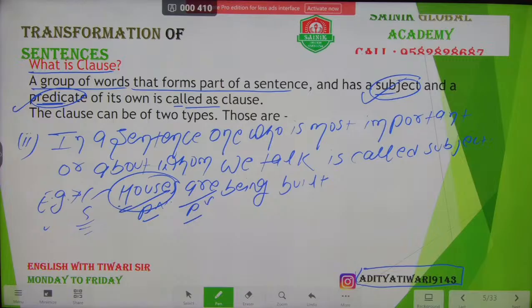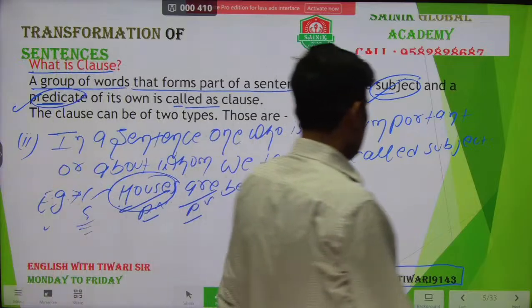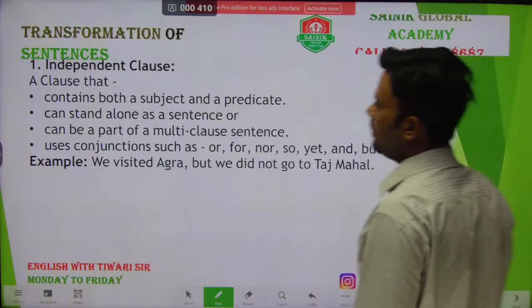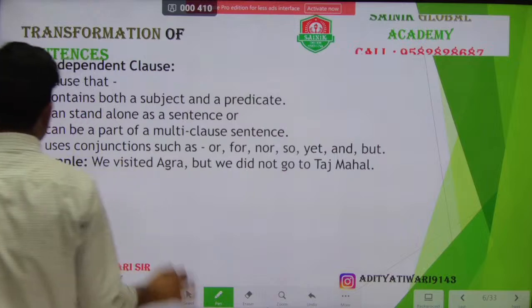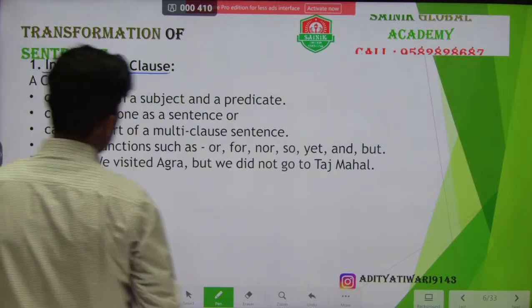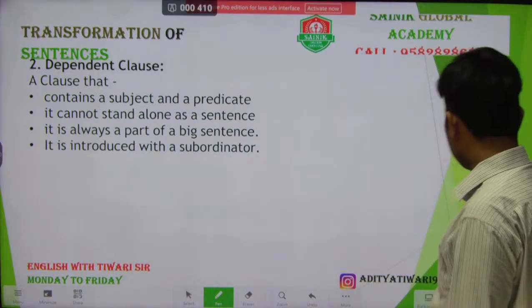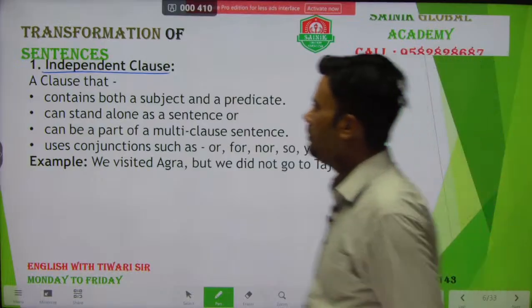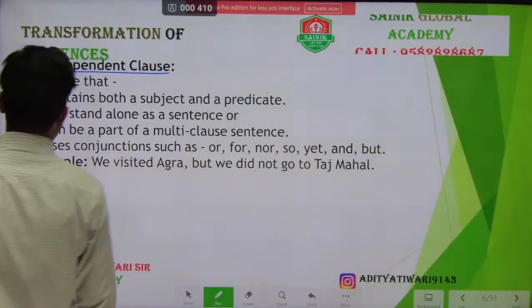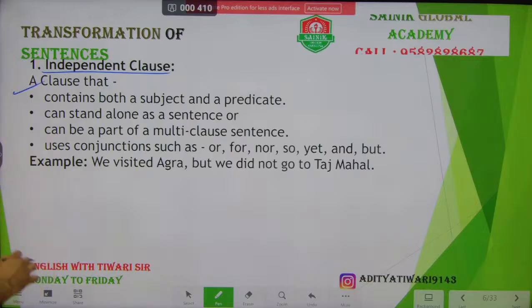And you can see the clause can be of two types in English grammar. The first one is the independent clause, and the second one is the dependent clause. So first of all we will start from the independent clause. What is an independent clause? We can understand it by some points here.